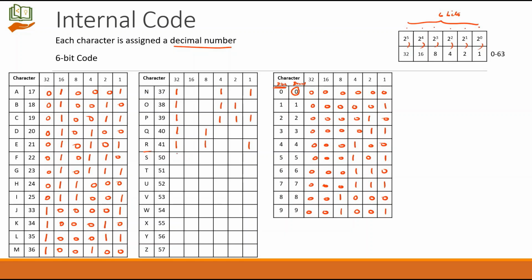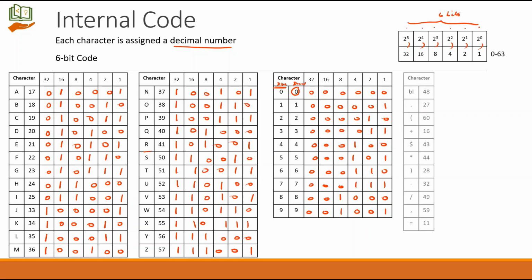What is 50? 32 plus 16 is 48. 48 plus 2 is 50. What is 51? 48 plus 3 is 51. What is 52? 48 plus 4 is 52. 53 is 48 plus 5. 54 is 48 plus 6. 55 is 48 plus 7. 56 is 48 plus 8. 57 is 48 plus 8 plus 1. The remaining places are zeros.